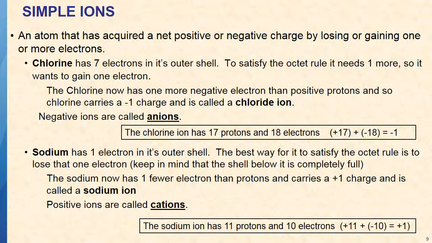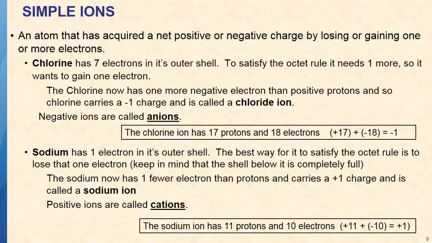All right, now in the case of sodium, sodium only has 1 electron in its outer shell. So one way that sodium could get 8 is to somehow steal 7 electrons, but that just doesn't happen. That's too many electrons to deal with. So actually the best way for sodium to satisfy the octet rule is to lose that 1 electron in its outer shell, keeping in mind that the shell below it is completely full. So if it loses that 1 electron, it has a full shell.